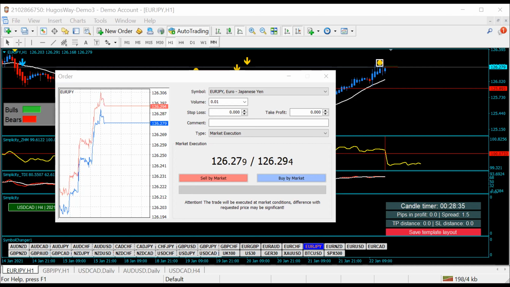Okay, so that is what volume is. The wording is volume, but it's really your lot size. You'll hear the phrase lot size used a lot more frequently than volume. So make sure that that's the right number that you need it to be based off your account size, especially if you're trading on a live account, okay?